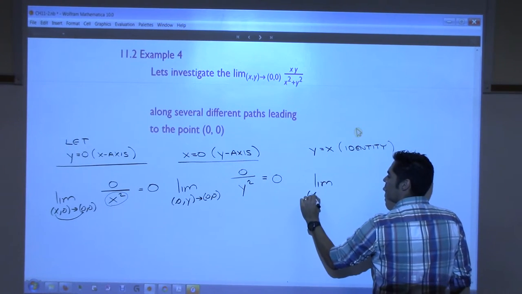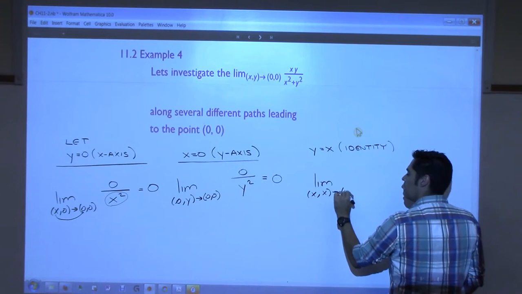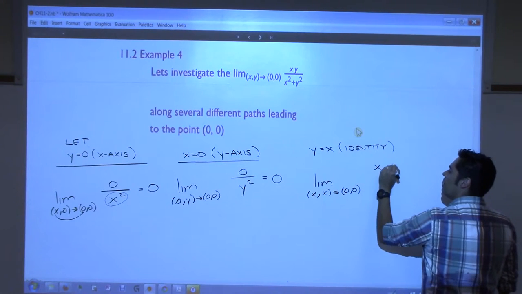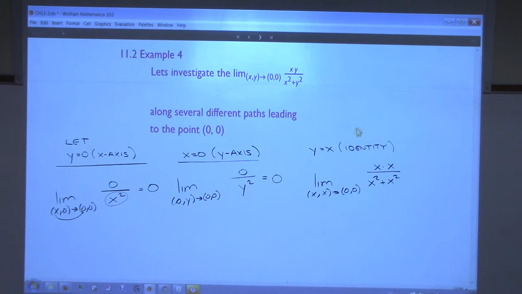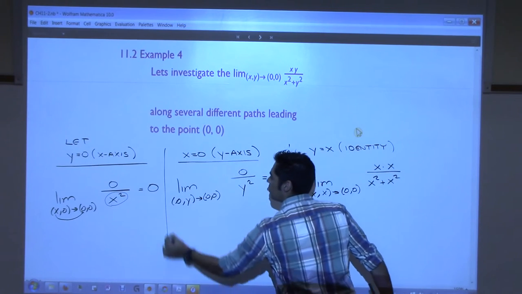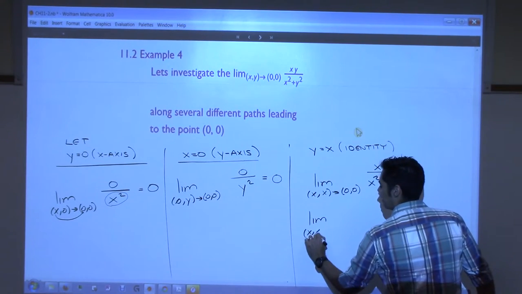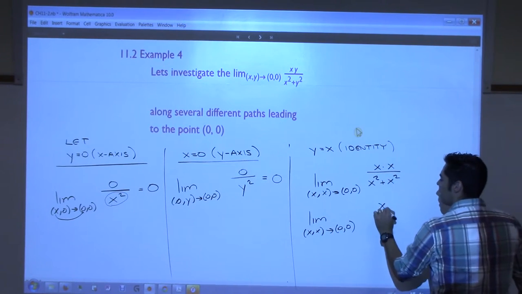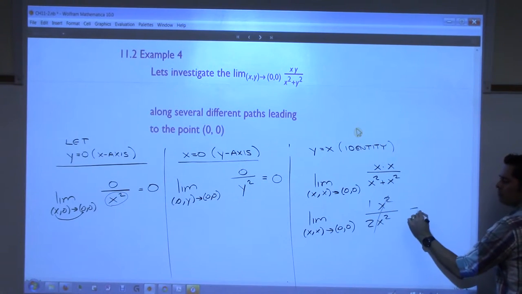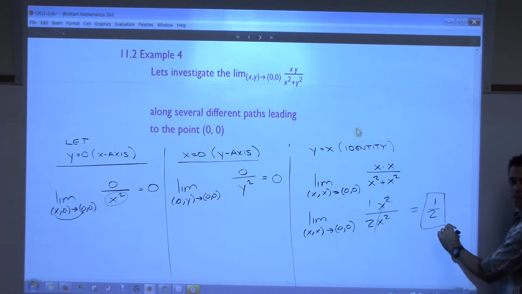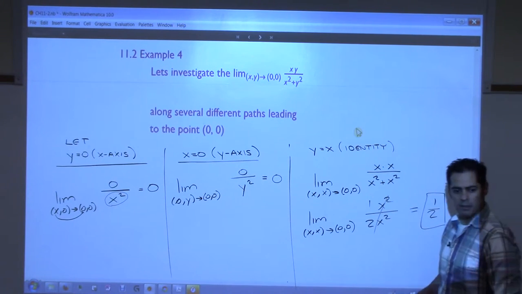The limit as (x, x) approaches (0, 0) of x times x over x squared plus x squared. So all my y's became x's. What is the top? The top is x squared. So the limit as (x, x) approaches (0, 0) of x squared over 2x squared is 1/2. Done. This limit doesn't exist. We found a path that made it not happen, right? Understand that?